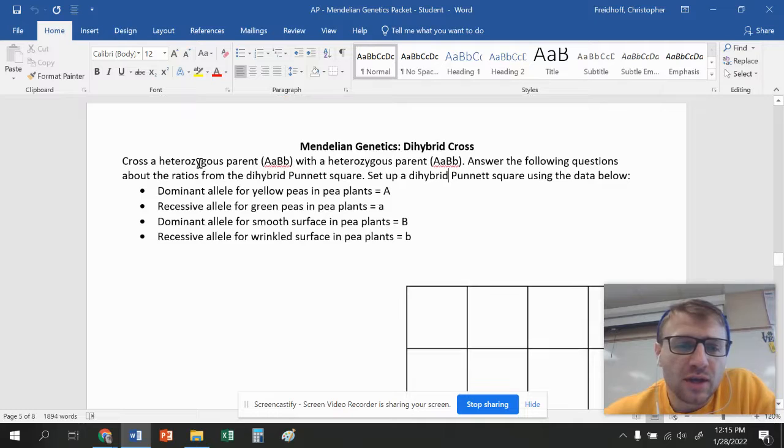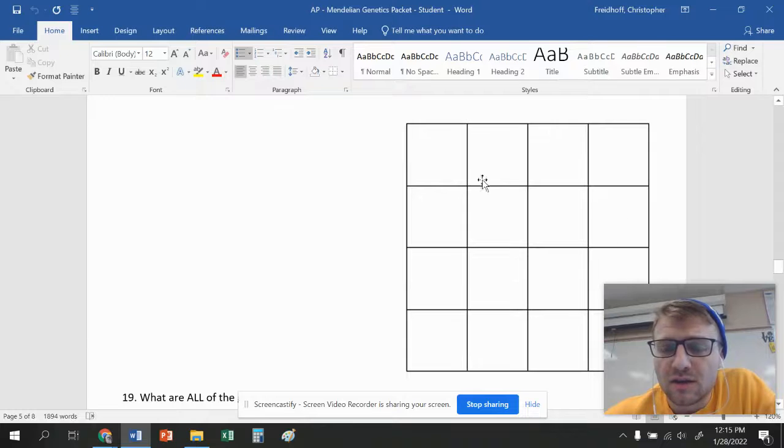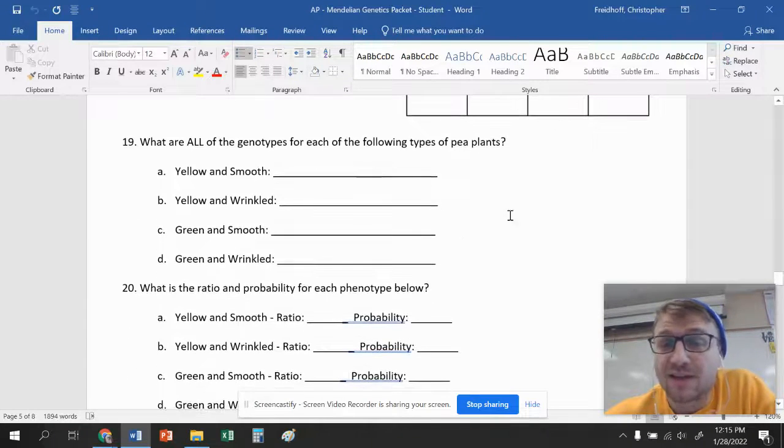This is just showing you a cross between 2 heterozygous parents, and it's asking you to go through that cross. You can see dominant for yellow peas is big A, recessive for green peas is little a, dominant for smooth surface is big B, and then recessive allele for wrinkled surface is little b. And I ask you to do the dihybrid Punnett square. I always tell my kids this is the only dihybrid Punnett square you should ever do in my class because of the next part here.